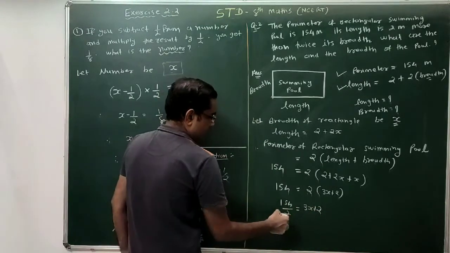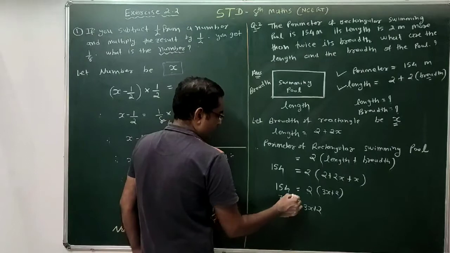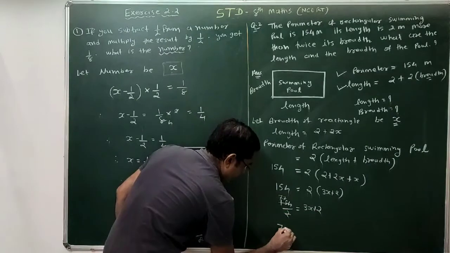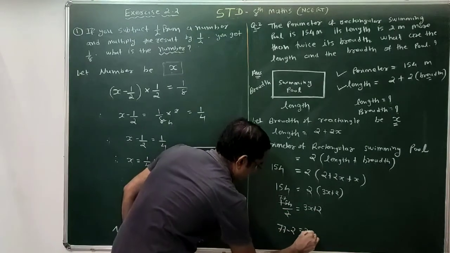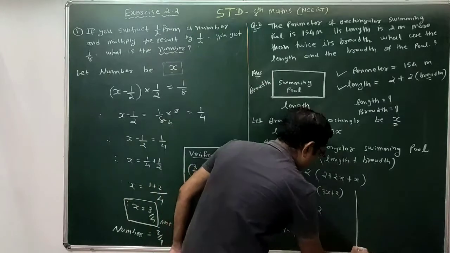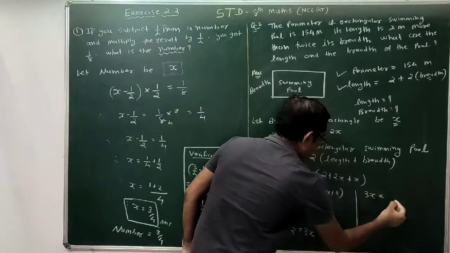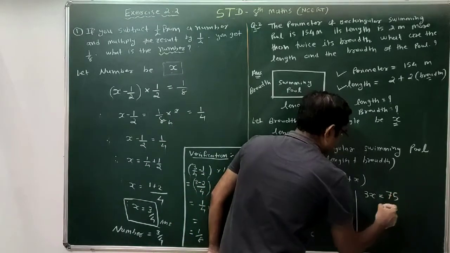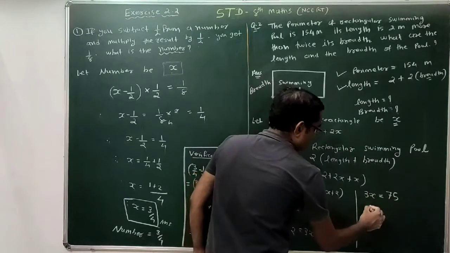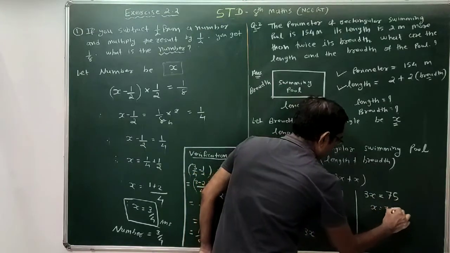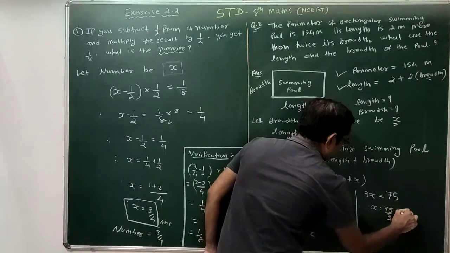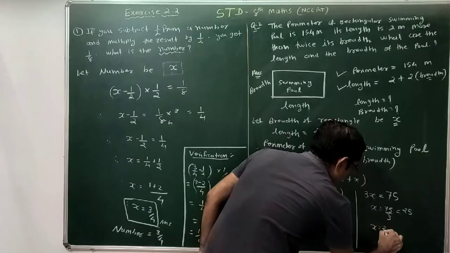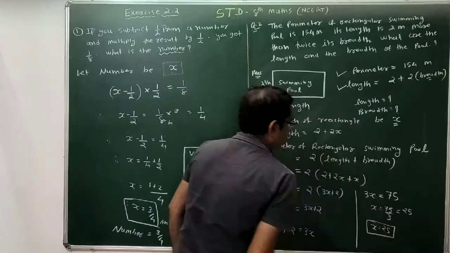So what is 154 by 2? 154 by 2 is 77. So 77 minus 2 will be equal to 3x. And therefore 3x will be equal to 77 minus 2, 75. This 3 will go into division. Therefore x equals 75 by 3, that is equal to 25. So we are getting x equal to 25.